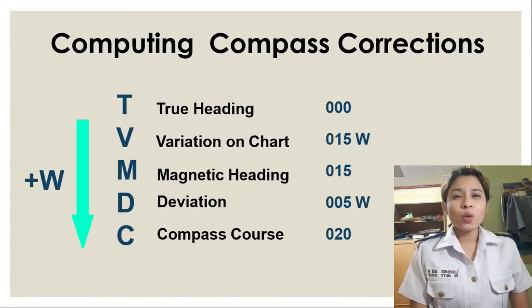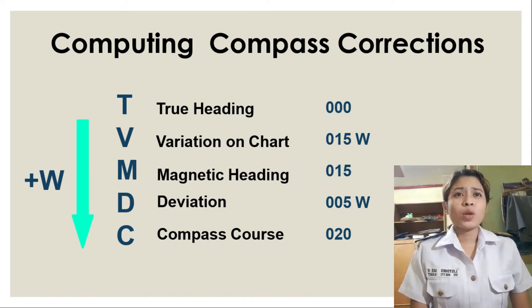Next is how to compute the compass correction. With the help of CDMVT, commonly known as the mnemonic "Can Dead Men Vote Twice", which is very useful for us to remember easily. C is for compass course, D is for deviation, M is for magnetic heading, V is for the variation, T is for the true heading, and Add is for add west.